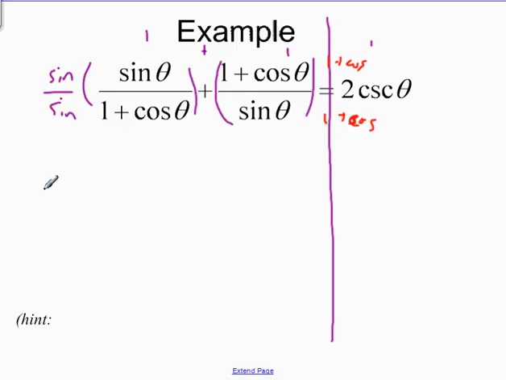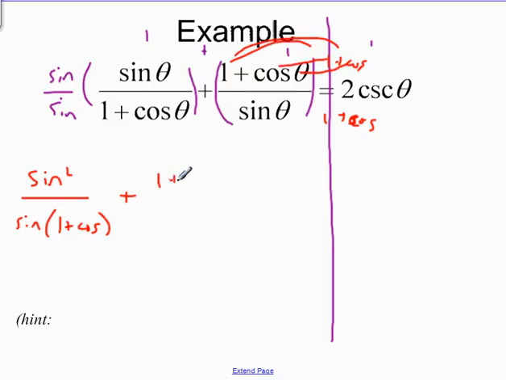So what we have, this will end up being sine squared over sine times 1 plus cosine. On this side, you have 1 plus cosine times 1 plus cosine. You have to FOIL this. You have to do this whole method. And for the sake of saving time, it's going to be 1 plus 2 cosine plus cosine squared over sine times 1 plus cosine.